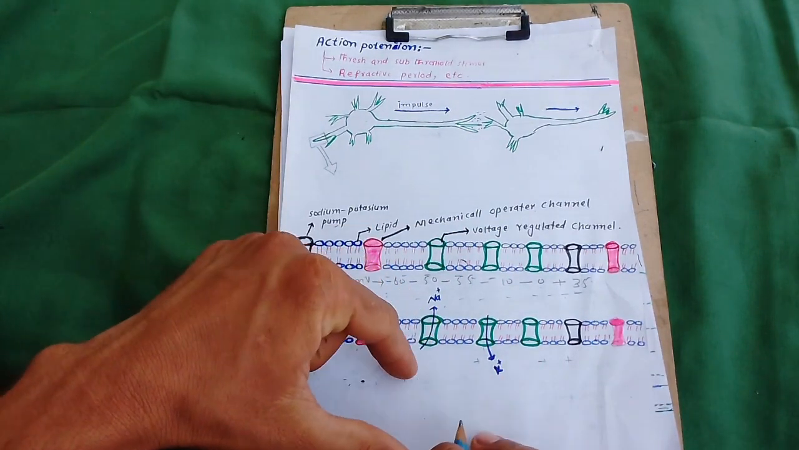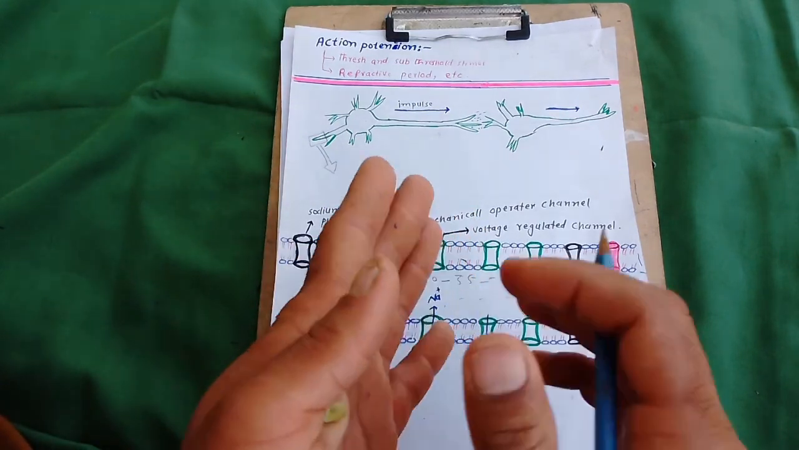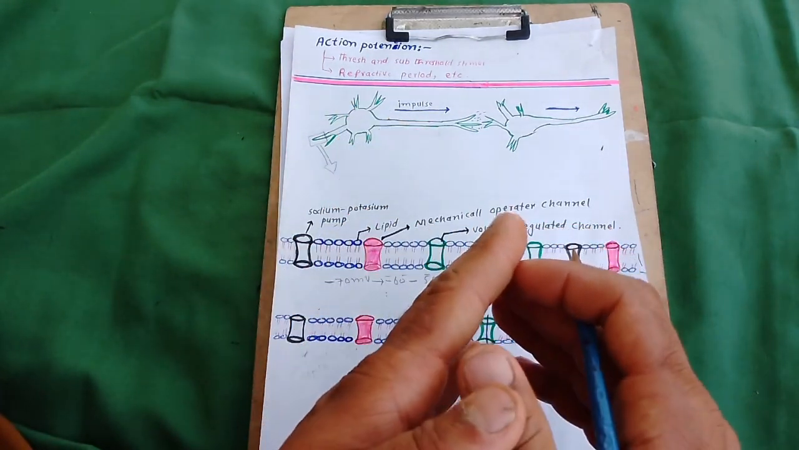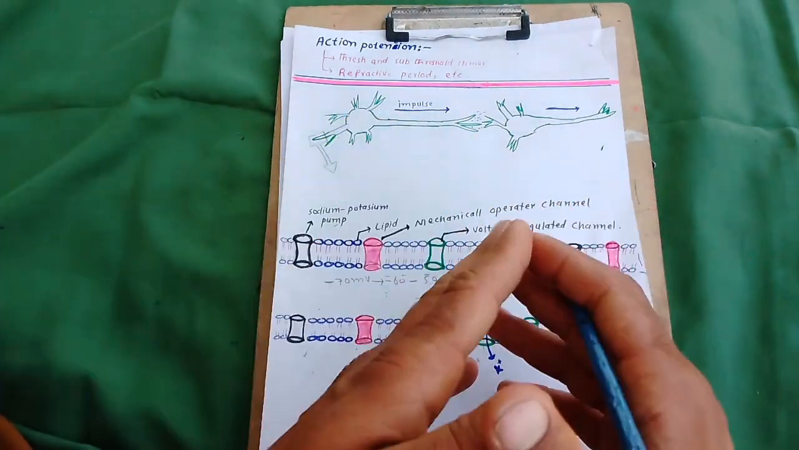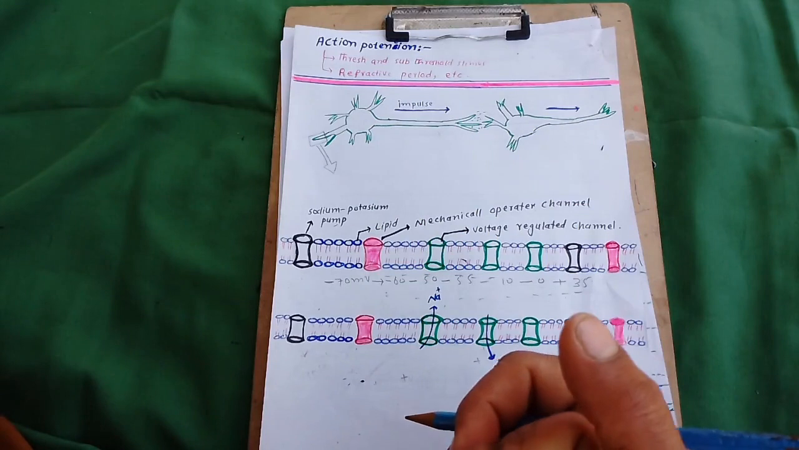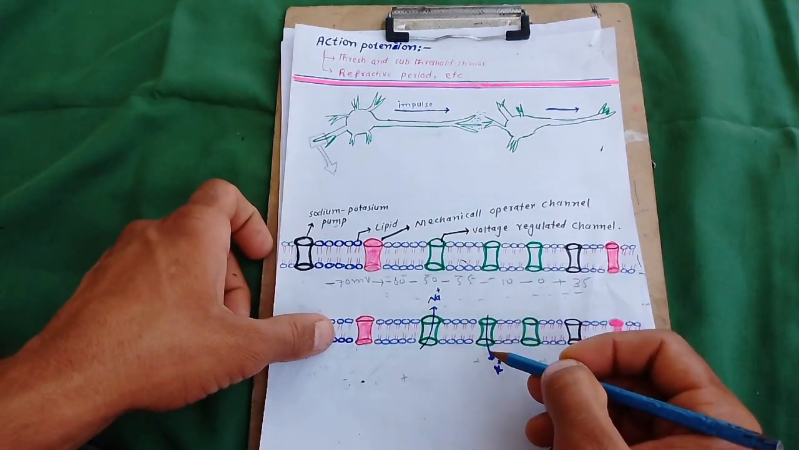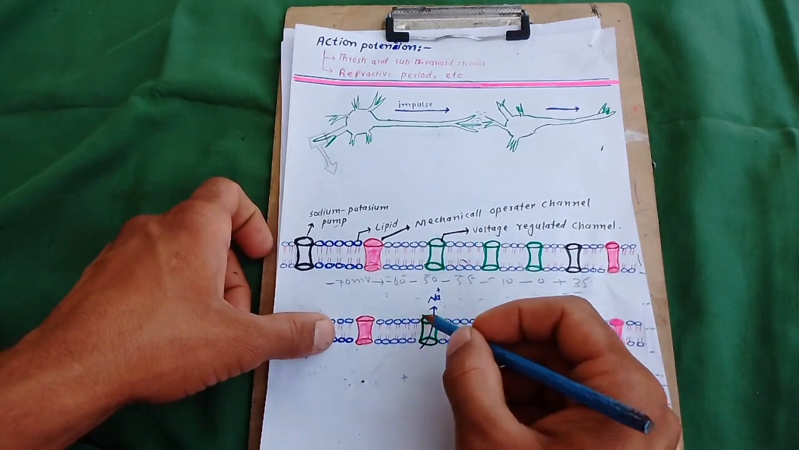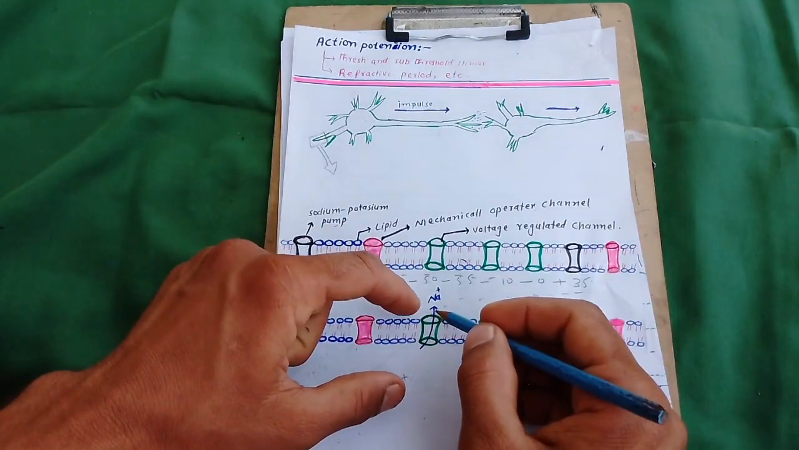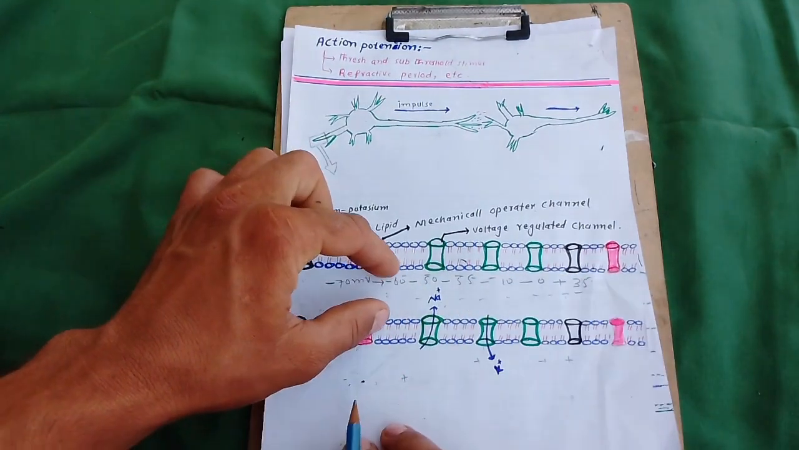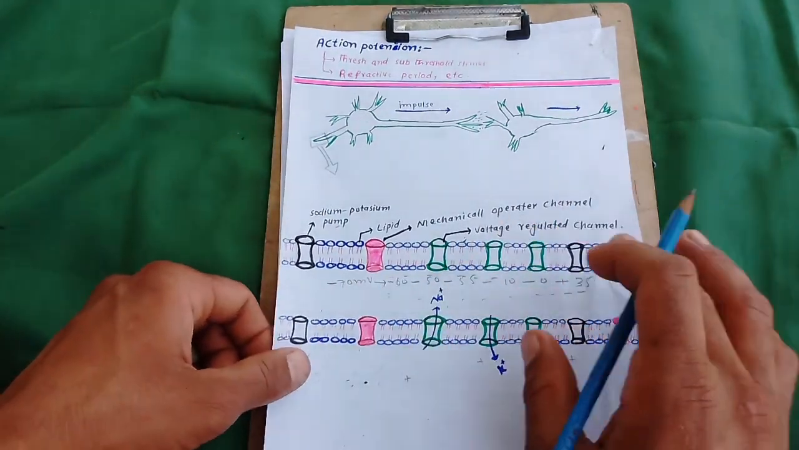By the depolarization, the direction of the current is inward, because as you know, the direction of the current is the direction of the positive ion, the opposite of the direction of the negative ion, the electron. So when sodium goes inward, the direction is inward. When potassium goes outward, the direction of the current is outward. So the current moves in the forward direction in the form of a wave. When sodium goes inward, this phenomenon is called depolarization, because it depolarizes the membrane.